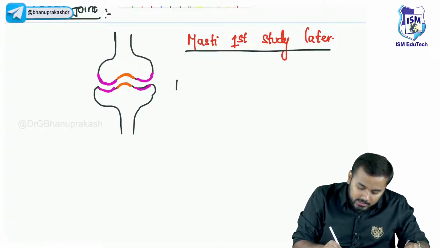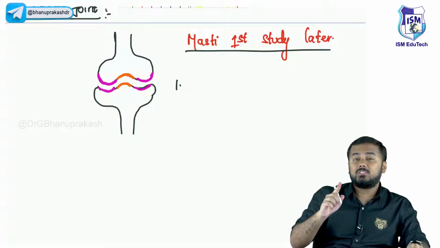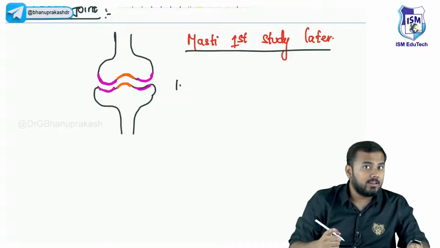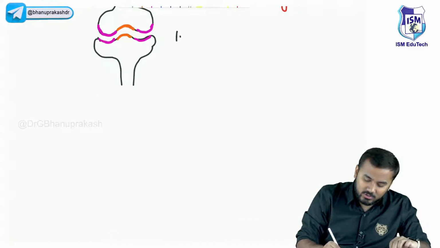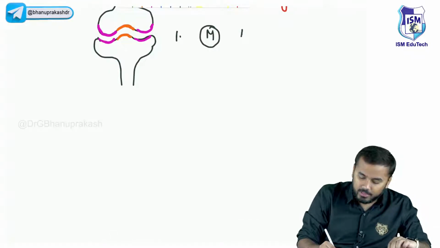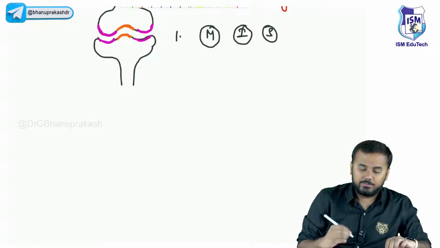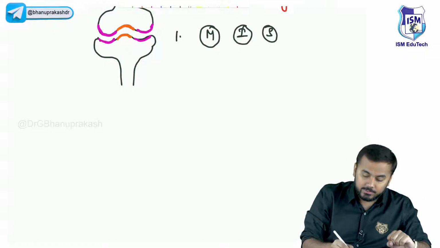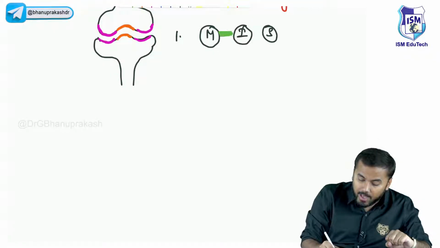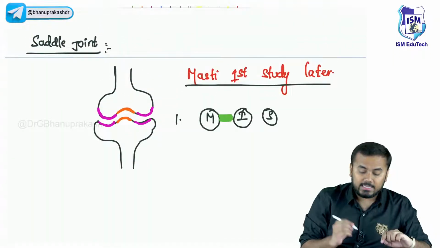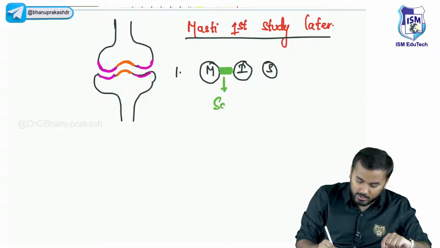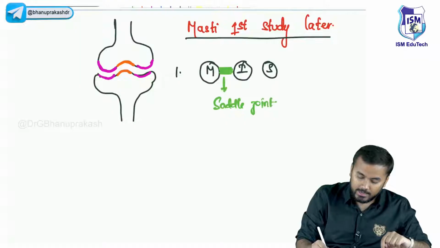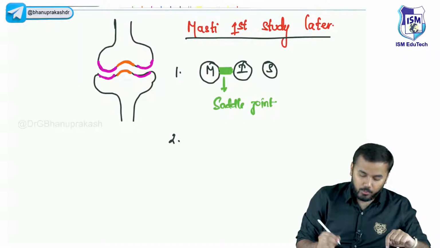Okay. What does MA stand for? MA stands for a bone that is located in the middle ear. There are three ear ossicles, right? What are those three ear ossicles? Malleus, incus, and stapes. The joint that is located between malleus and incus is called the saddle joint. Very good, Najmul, very good. Saddle joint.